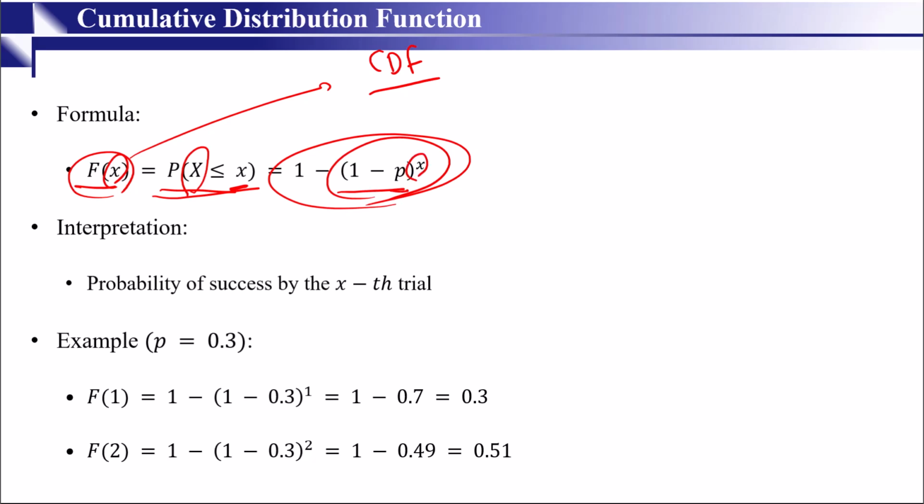For example, here, if the probability of success is equal to 30%, then F(1) is 1 minus 0.7 to the power of 1, which is 30%. For the second trial, it will be 51%, right? So it means this is getting success in the first trial, this is getting the success by the second trial, and so on.